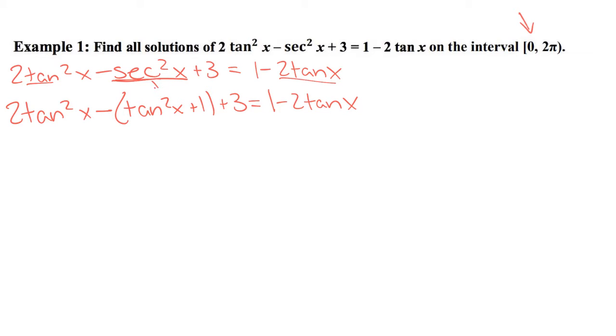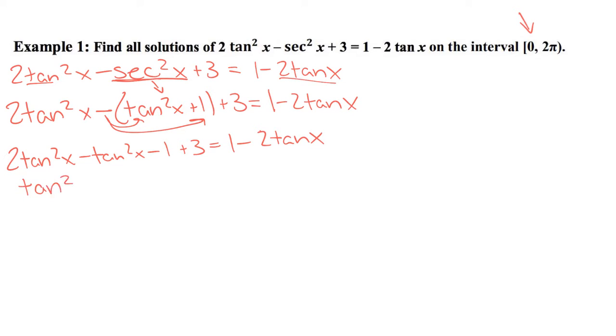Now I need to distribute that negative that's on the outside. So make sure that you distribute that negative to the tangent squared and to the 1, making it a negative 1. So I've got 2 tangent squared x minus tangent squared x minus 1 plus 3 equals 1 minus tan x. Putting everything on one side and simplifying, I have tangent squared x plus 2 equals 1 minus tan x. Now we'll move everything to the other side.